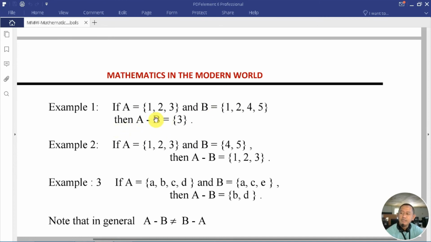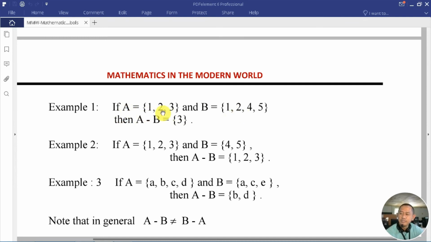So A minus B: 1 minus 1, so you erase the 1. Then 2 minus 2. The first letter is the original, the larger set. B is what you use for removing values. So the retaining values are those from A, the first set. It is what is left behind.